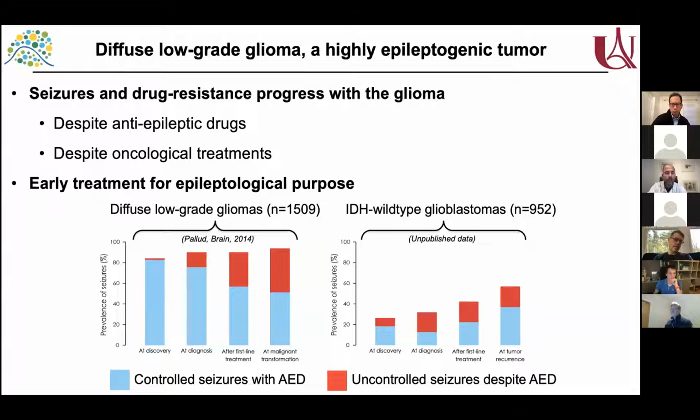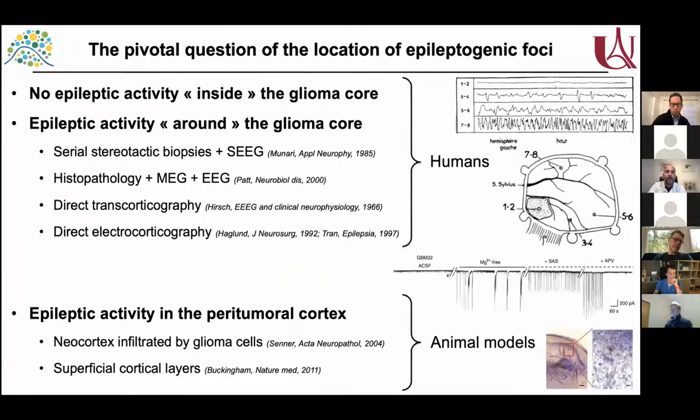To control for epileptic seizures, the question of the location of epileptogenic foci is of utmost importance. Using several approaches, both in humans and in animal models, we know that no epileptic activity arises from the glioma core, and that epileptic activity arises from the peritumoral cortex.